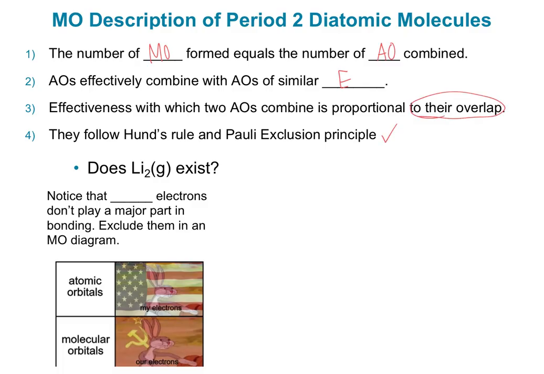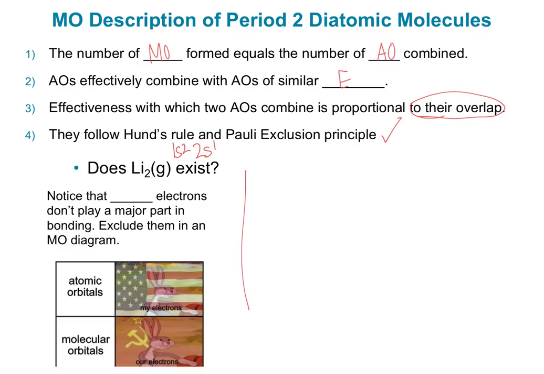And they're still going to follow Hund's rule, which means we're going to go all spin up and then all spin down, and the Pauli exclusion principle, meaning we can't have two spin up in an orbital. So let's look at lithium 2 or Li2 and see if that exists. Lithium's electron configuration is 1s2, 2s1. It has 3 electrons. And so if we have 2 lithiums, let's draw one lithium.